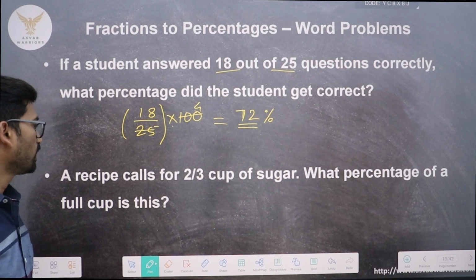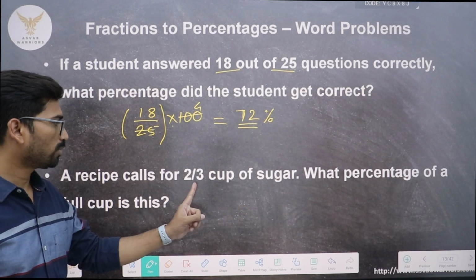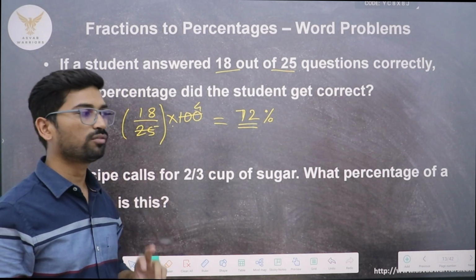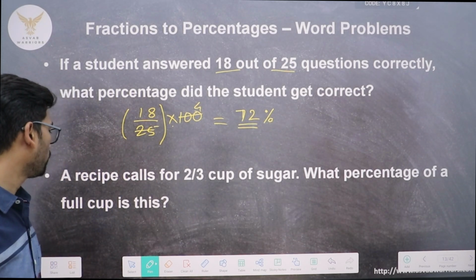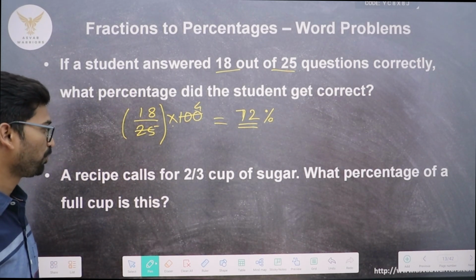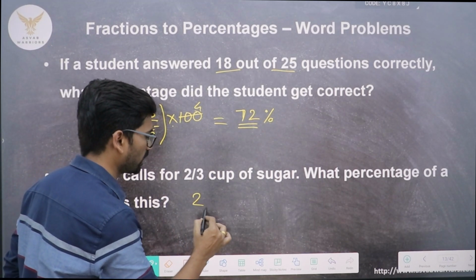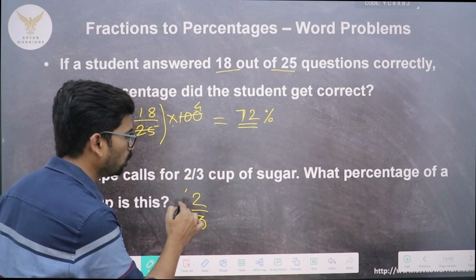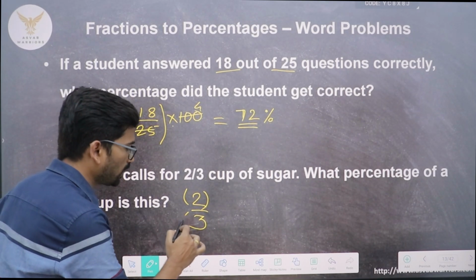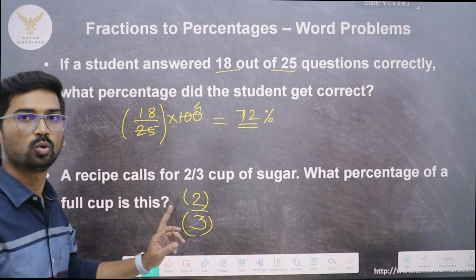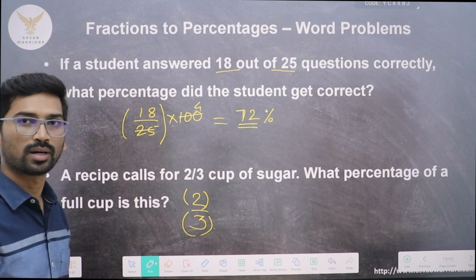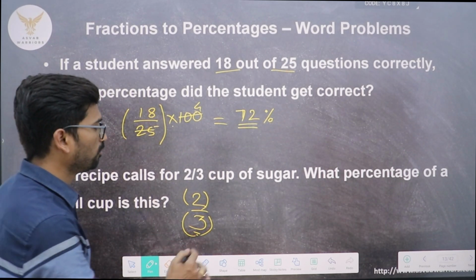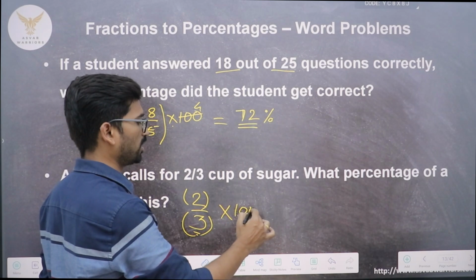The next question is, a recipe calls for 2/3 cup of sugar. What percentage of a full cup is this? Now the full cup is what? This one is given as the fraction 2/3. We know that 2 parts are full out of what? Out of 3 parts. This is given as a fraction. 3 is the whole, 2 is the part. We will have to multiply it with 100.